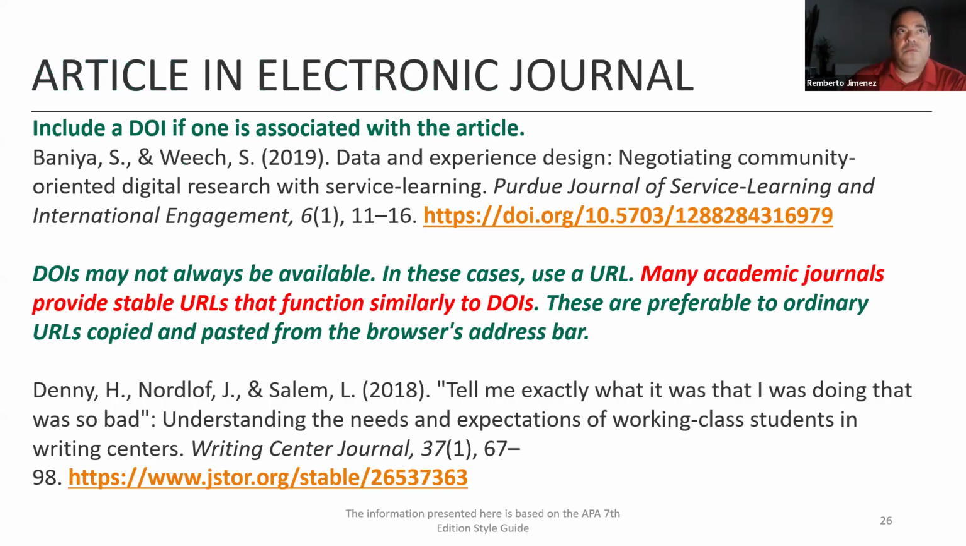Now, when it comes to an article that's in an electronic journal or an e-article or just an online article, you will see similar formatting, but now you see the inclusion of what's called a DOI number. This is a digital object indicator. And not all journal articles have a DOI. Some do, many do, but if not, that's okay. The point is, if it's available, you should include it.